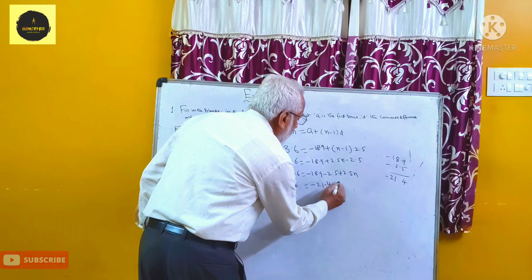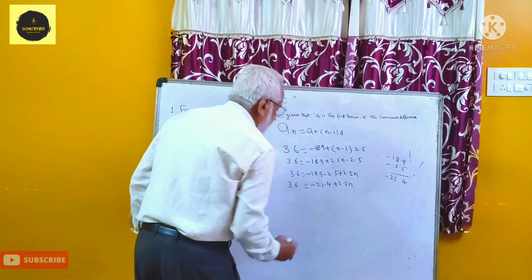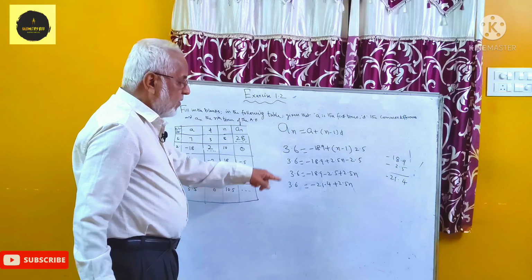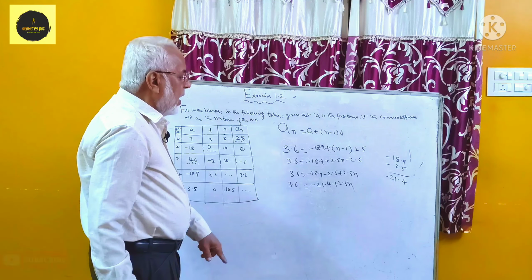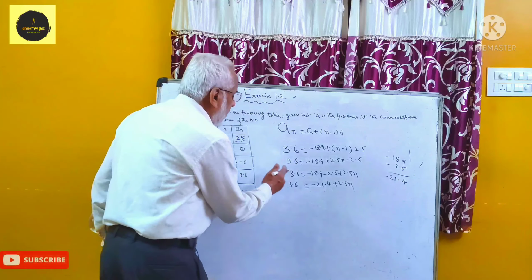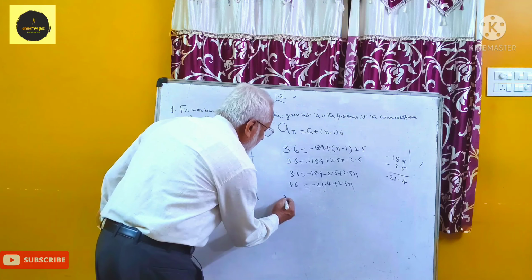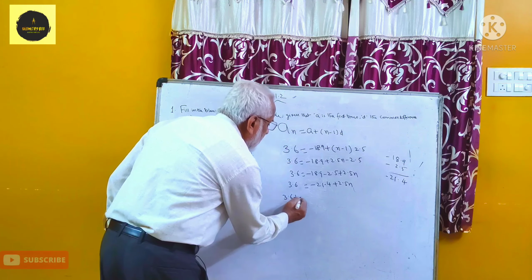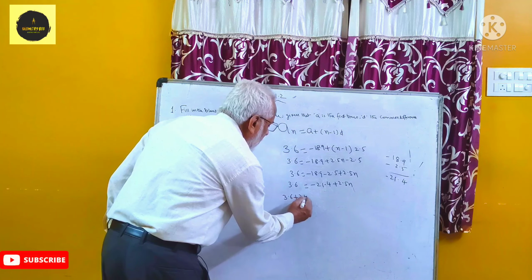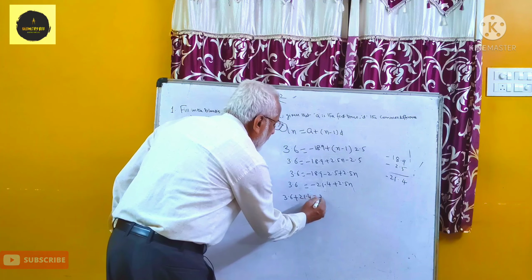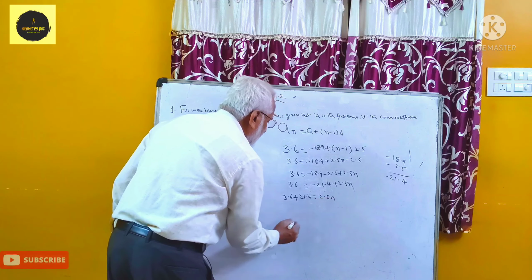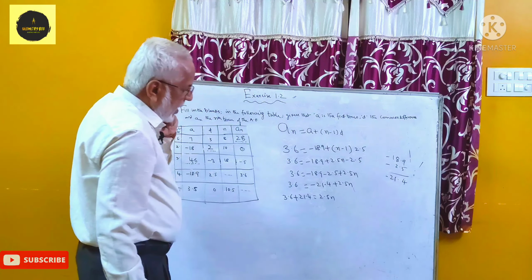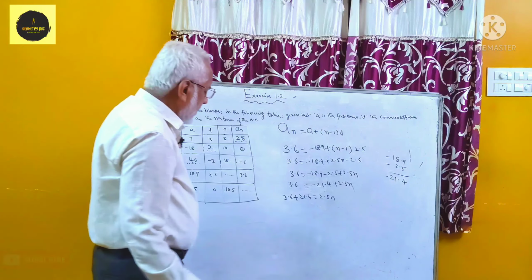Minus 21.4 plus 2.5 n. Then what you have to do? Again you transfer minus 21.4 to the left hand side. What you are observing on the left hand side, it is 3.6 plus, now minus becomes plus 21.4, is equal to 2.5 n. Now what you are observing, both having the same sign, so add.